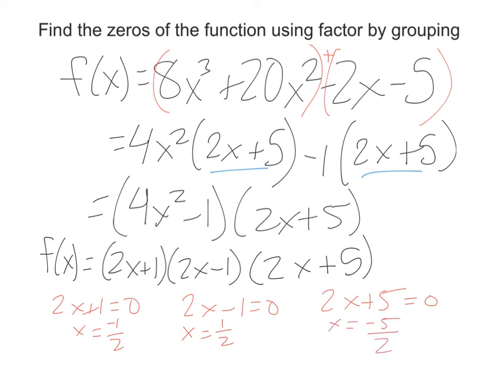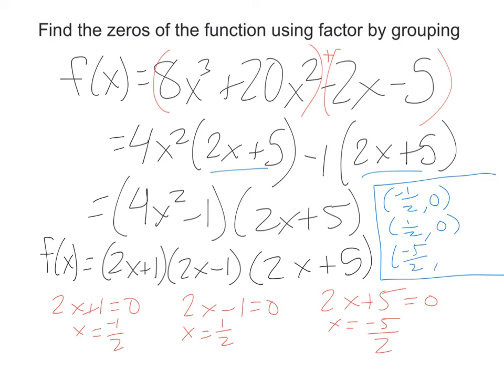And keep in mind when we're writing our zeros, and I'm going to give it its own little space right over in here, when we're writing zeros, we write them as ordered pairs. So I'm going to have negative 1/2, 0, 1/2, 0, and negative 5 over 2, 0. Those would be my 3 zeros that I'd have for this cubic function.